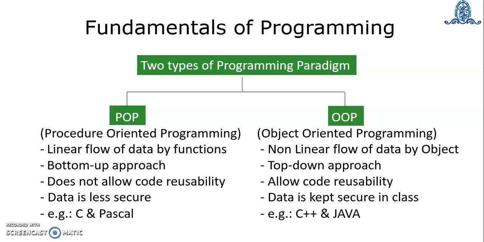In today's world, two types of programming languages are used. That is procedure-oriented programming (POP) and object-oriented programming, that is OOP. These are some differences between POP and OOP languages. POP languages support linear flow of data using functions. OOP languages support non-linear flow of data with the help of objects.